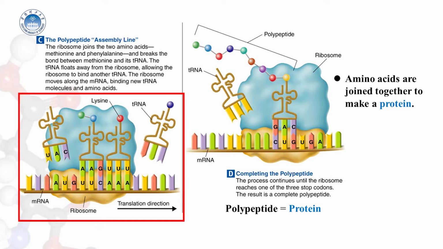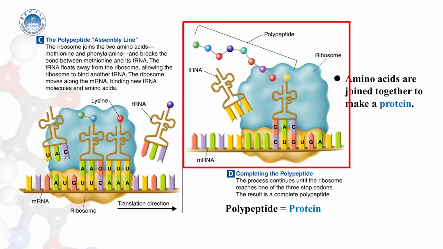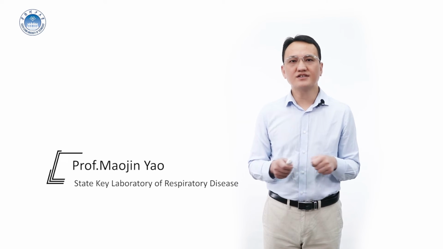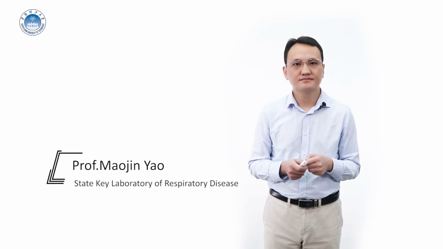The ribosome joins the two amino acids and breaks the bond between the methionine and its tRNA. The tRNA flows away from the ribosome, allowing the ribosome to bind another tRNA. The ribosome moves along the mRNA, binding new tRNA molecules and amino acids. When the ribosome reaches the stop codon, the whole process finishes, completing the polypeptide.